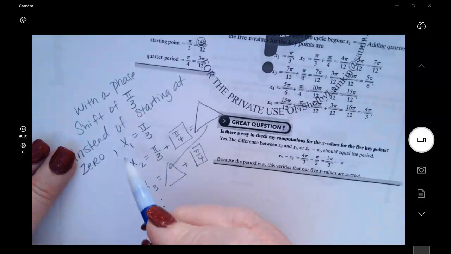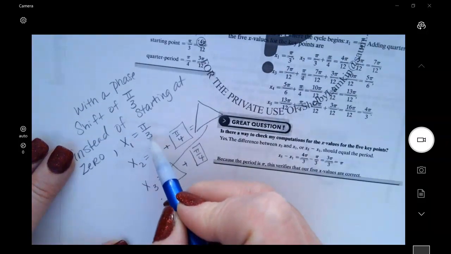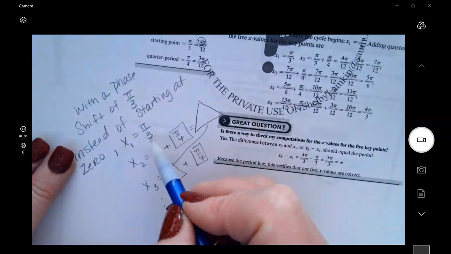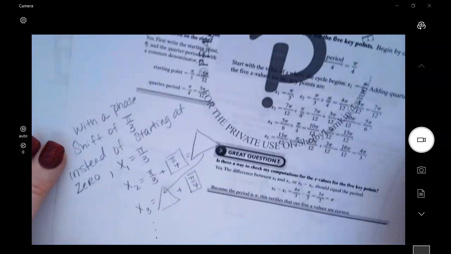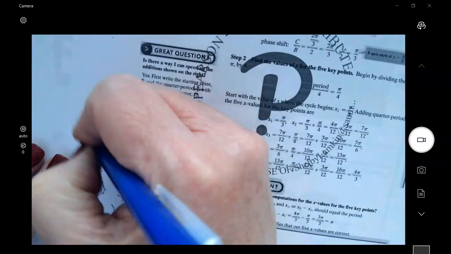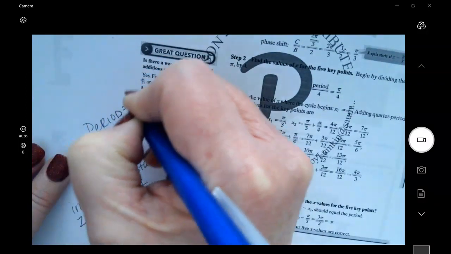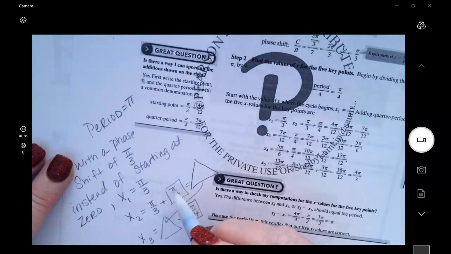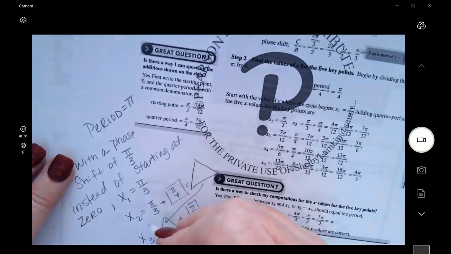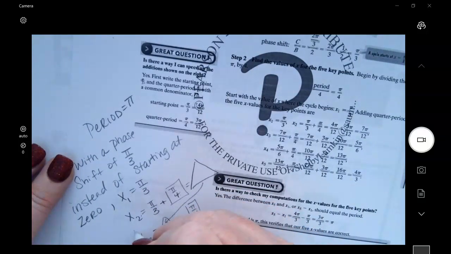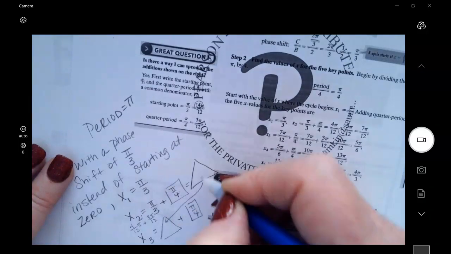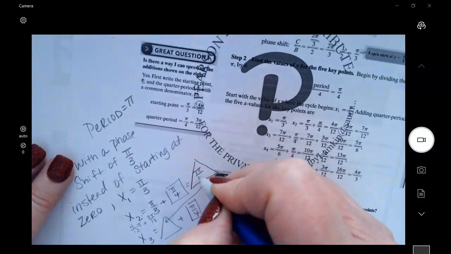How does that affect our 5 numbers? Well, when we start down here with our 5 numbers, our x sub 1 is pi over 3. Instead of 0, it's pi over 3. Our period for this problem is pi. So each time we're going to add period over 4 to get our next number. So I'm going to say pi over 3 plus pi over 4, and you're going to have to get a common denominator. This one would be 4/12 pi plus 3/12 pi. It's going to be 7 pi over 12.